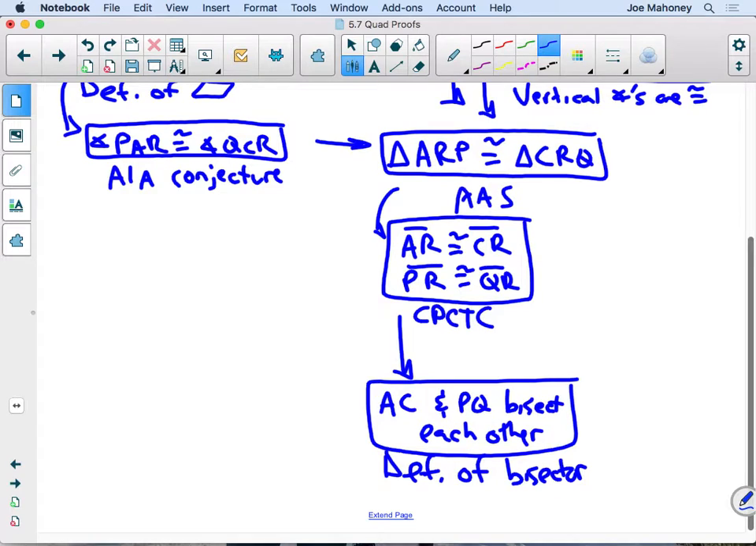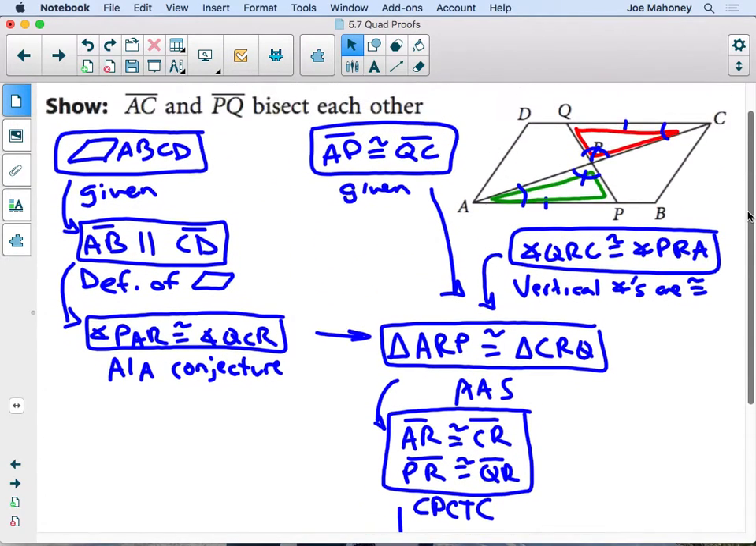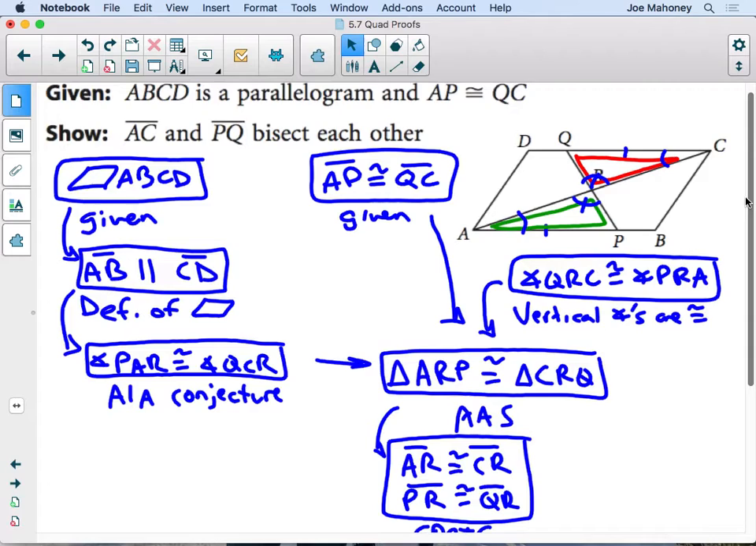So in my class, I tell students that a bisector divides a segment or an angle into two congruent angles or two congruent segments. So I'll allow the definition of bisector to go here. So this is the setup of my quadrilateral proof using the flowchart method.